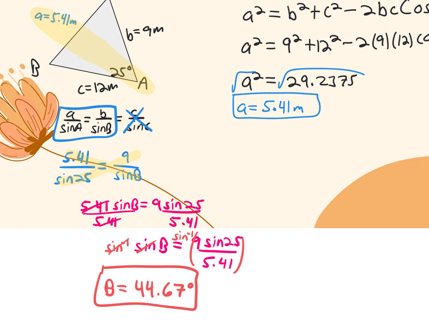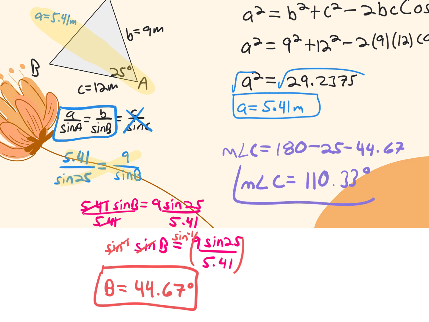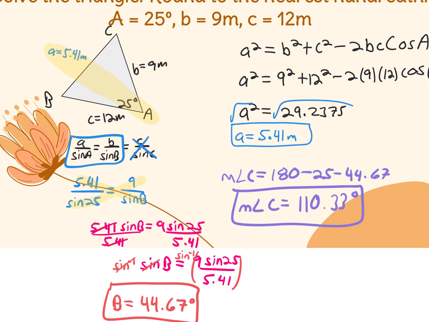All right, and now we have two angles, so now we can very easily find the third. To find the third angle, let's just subtract from 180. We're missing angle C. So I know that the measure of angle C has to be 180 minus whatever we're given, 25, minus our other angle. And then plug that in your calculator. And then we should get 110.33 degrees. And now this triangle is solved.